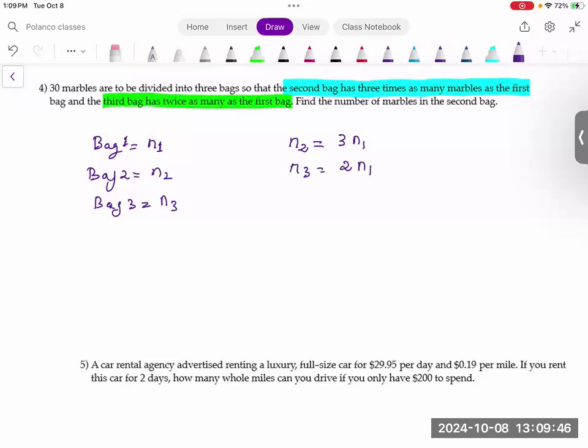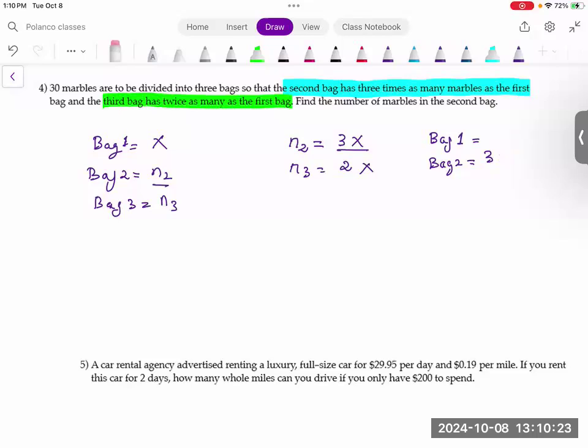So what are the numbers? How many do we have in bag 1? We know it's called N1, right? How many do we have in bag 2? We know it's N2, but we're gonna write 3N1 instead. Let's call it X, right? You want X, make it X. There you go, X. Three X, 2X, better?